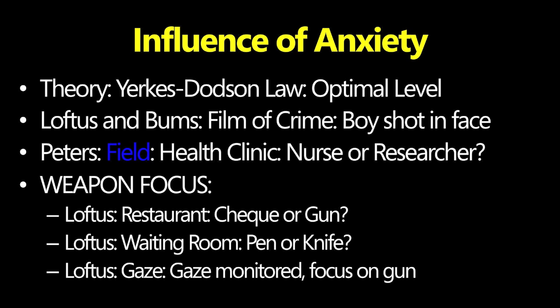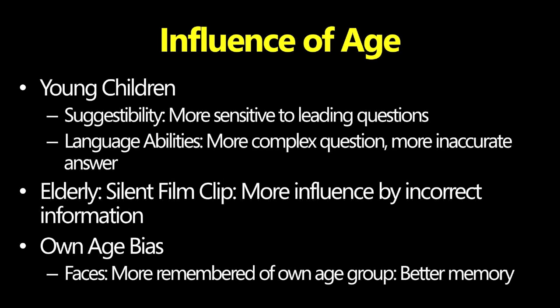Right, next bit, I know this is going on, but bear with it. The next bit is the influence of age, separated into 3 little subsections. Start with young children. The first bit is suggestibility, showing that they're more sensitive to leading questions. The study for this is that the children and adults had a story read to them and they were asked 20 questions. 15 of these questions were misleading, and it showed that children were more likely to be influenced by the leading questions than adults.